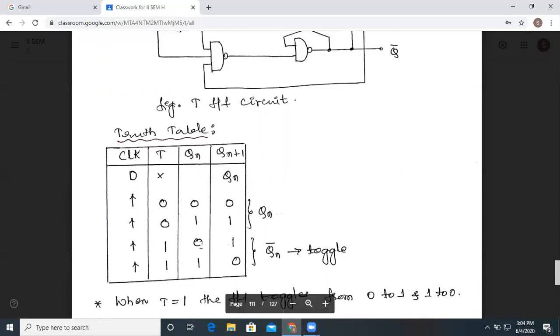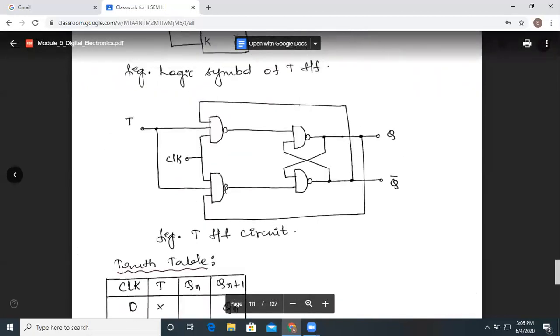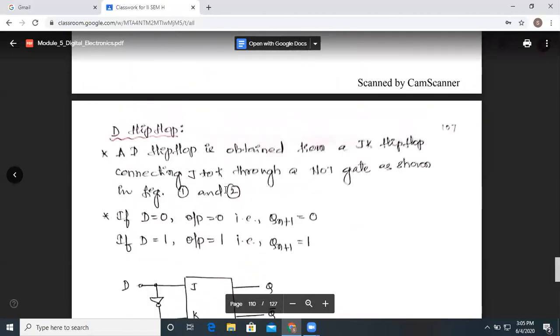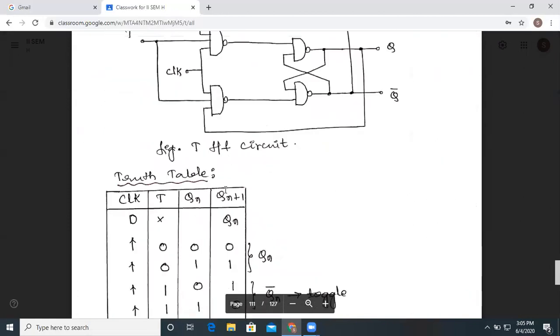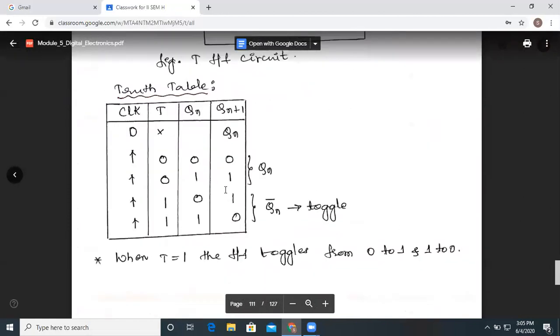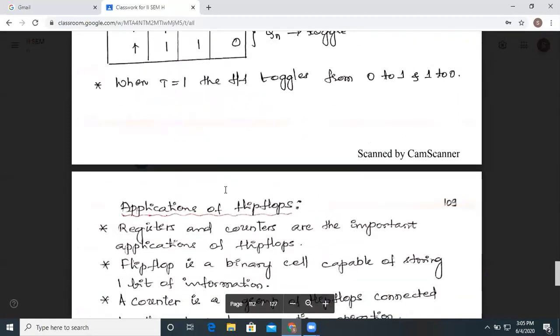Here you could see that if the previous state was 0, now we are getting it as 1. If the previous state was 1, we are getting the present state as 0. So this is nothing but Qn bar, or it is toggling that is going to happen. These D and T types of flip-flops, why we have discussed them is that they find their usage in the construction of memories. There we are going to use D and T types of flip-flops.